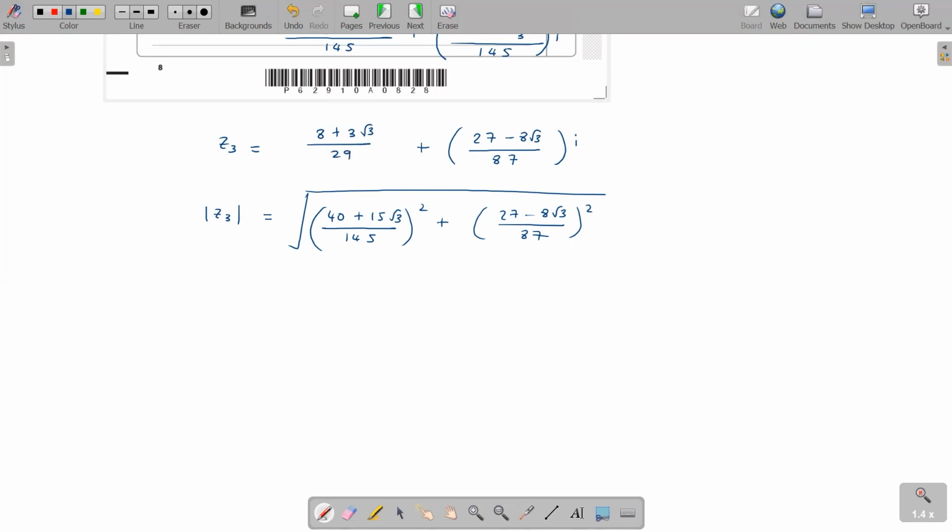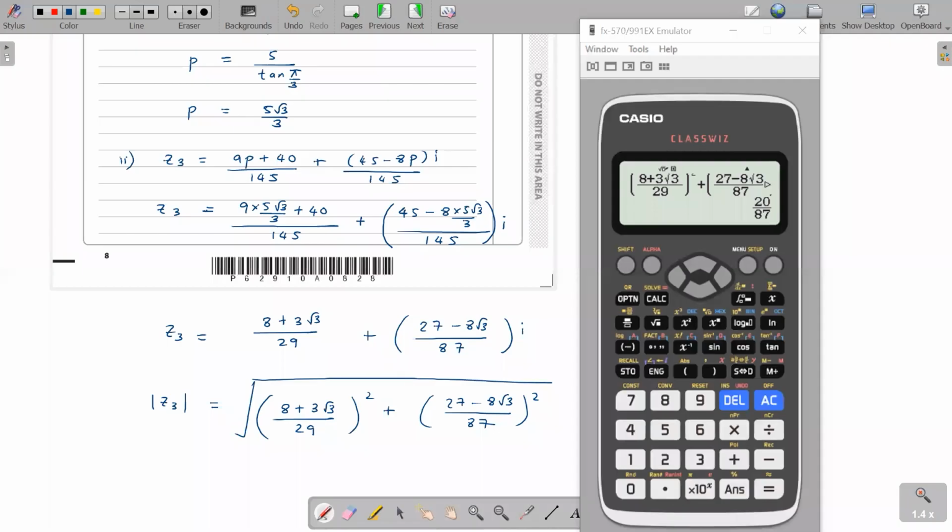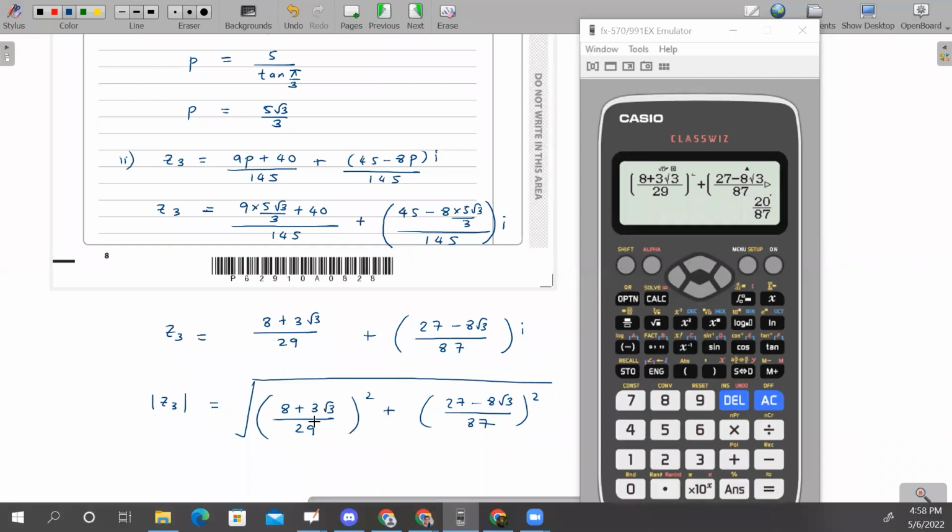Are you with me? Okay, so I fixed the value here: 8 plus 3 root 3 over 29, whole thing squared, and then 27 minus 8 root 3 over 87, whole thing squared. As you can see, I have given the entire expression in the calculator, and then I get the exact answer here. So this is the squaring part.